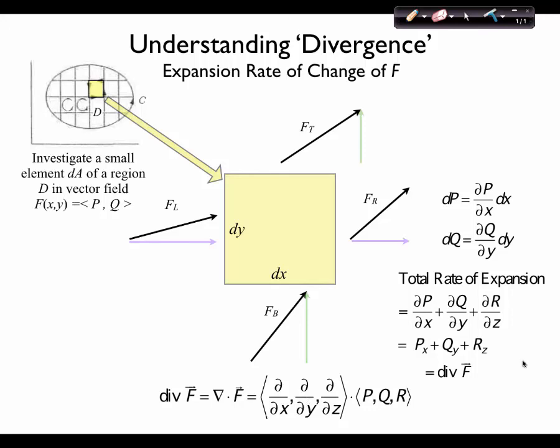Whereas curl was a vector function, it had magnitude and direction, the direction orthogonal to the plane of rotation. Divergence is just a scalar function. It's just how much expansion or contraction there is at any given point. So this is much easier. You just add the corresponding partial derivatives for each direction. You just add them together.